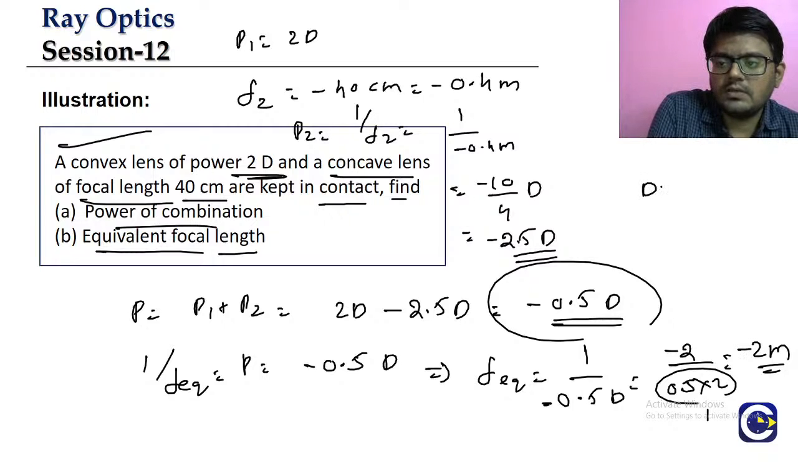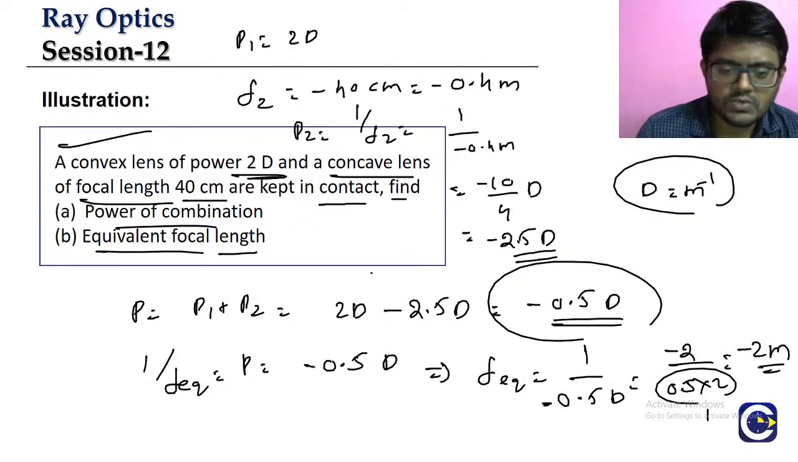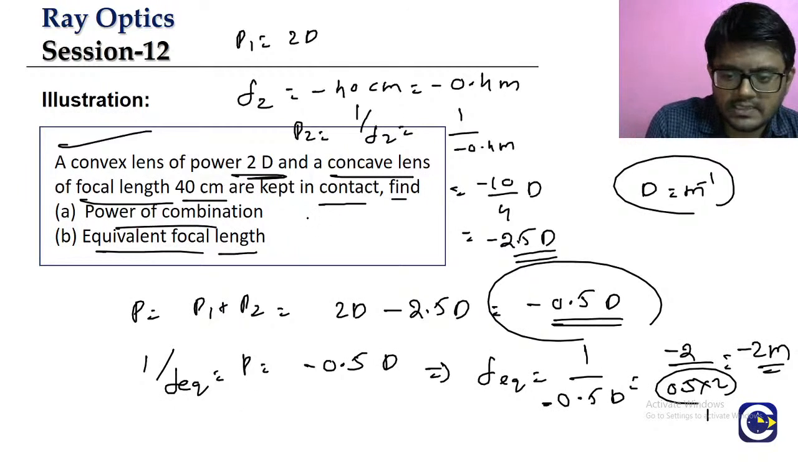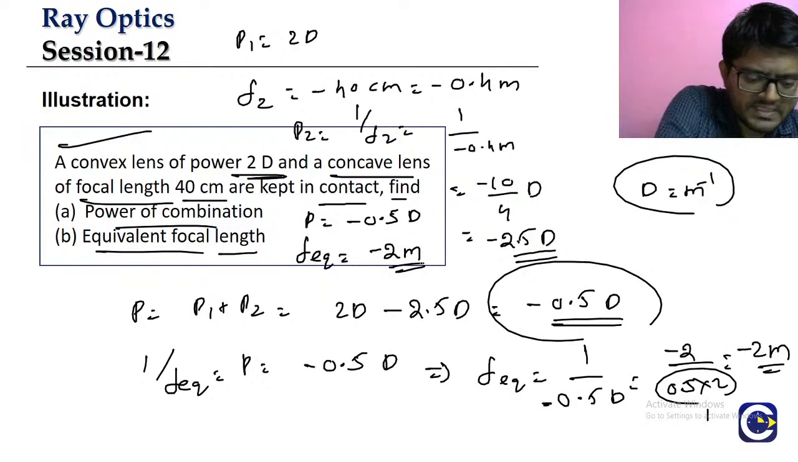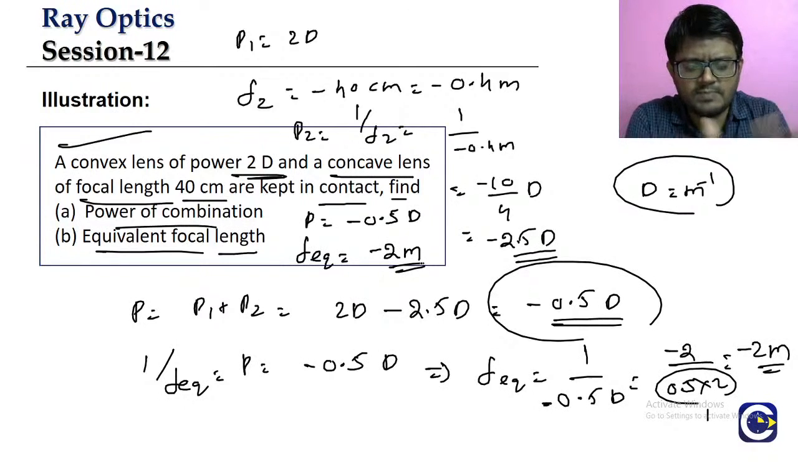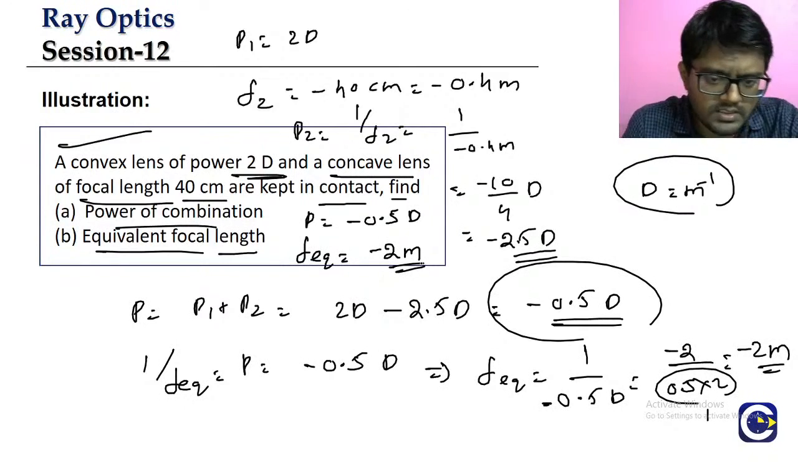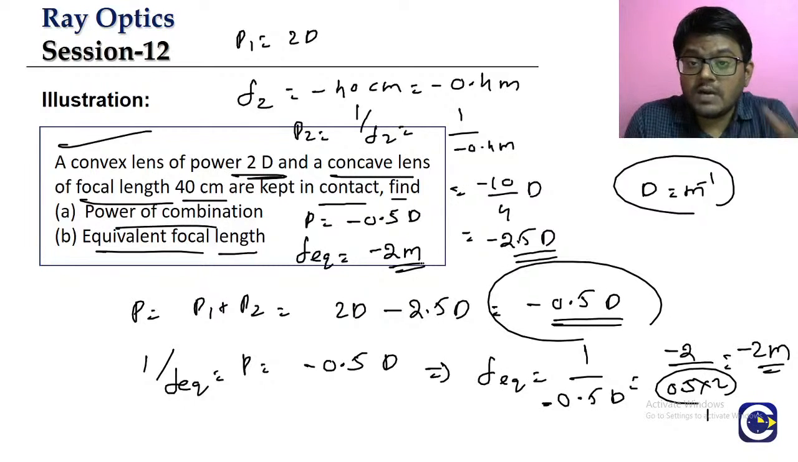What is 1 by diopter? Diopter is meter inverse, right? So 1 by diopter means it will go to the numerator as meter. So what is the equivalent focal length? We get the power as minus 0.5 diopter, and the equivalent focal length is minus 2 meter. Just the reciprocal, right? Whatever power we get for the combination of the lenses, 1 by power will give us the equivalent focal length.